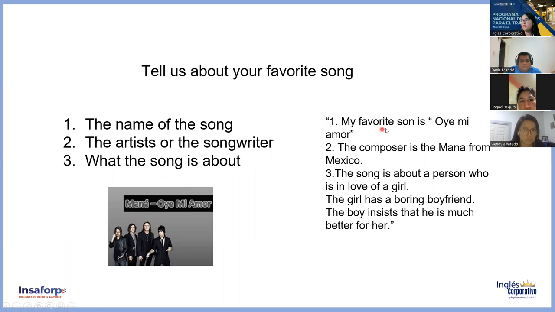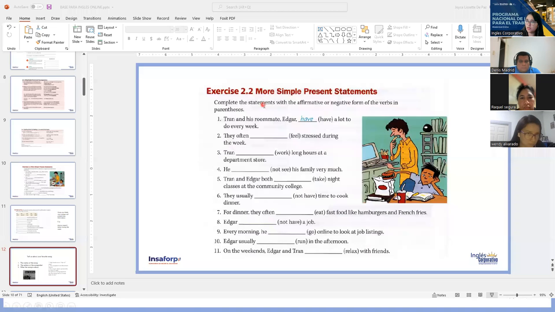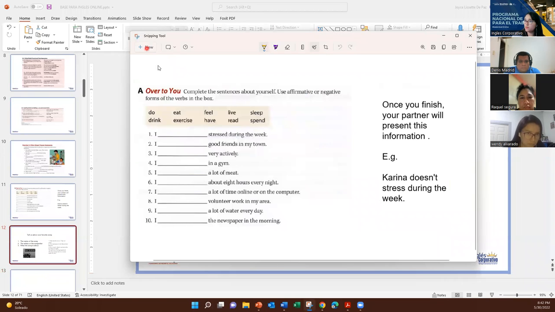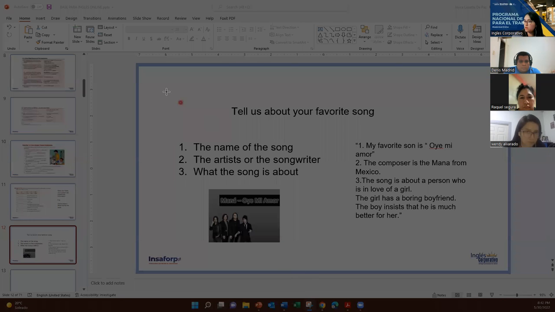Tenemos el ejemplo. My favorite song. No le agregué aquí la G, sorry. Is Oye Mi Amor, right? The composer is Maná from Mexico. Y aquí, right? The song is about a person who is in love with her. Vamos a describir de qué se trata la canción. ¿Ok? Mientras sus compañeros presentan la actividad anterior, les voy a pedir que completemos esta sección. Los voy a compartir en el grupo de WhatsApp también. Let's see.